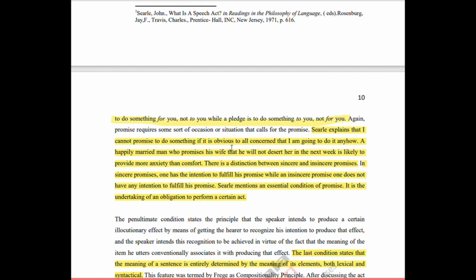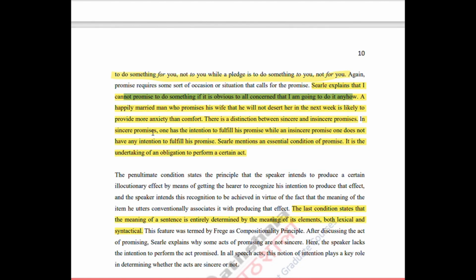So Searle explains that I cannot promise to do something if it is obvious to all concerned that I am going to do it anyhow. For example, a happily married man who promises his wife that he will not desert her in the next week is likely to provide more anxiety than comfort, because this statement is contradictory.